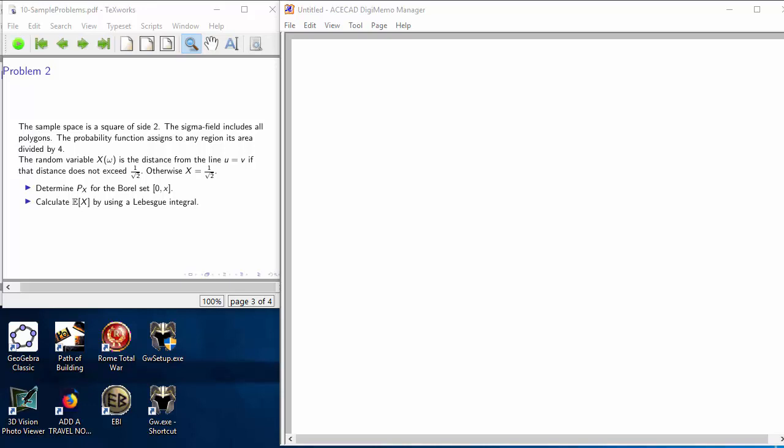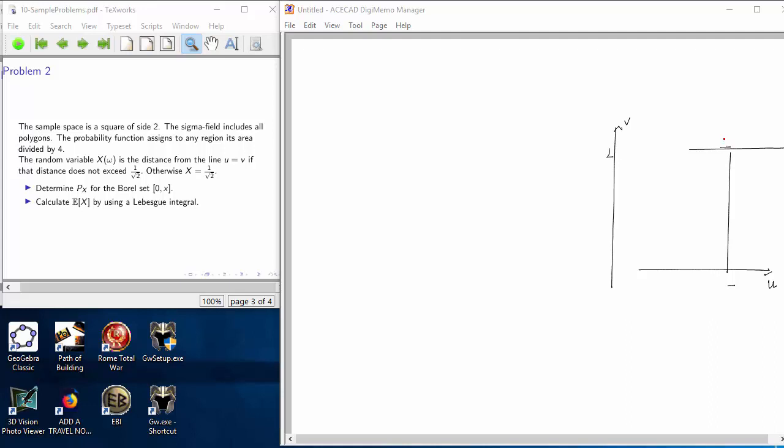The sample space is two-dimensional. It's a square of side 2. Let's call the coordinates u and v. And the random variable is the distance from the line on which u and v are equal.